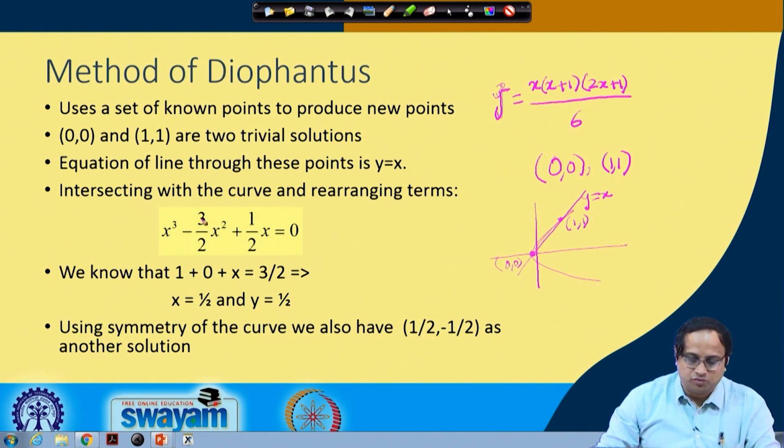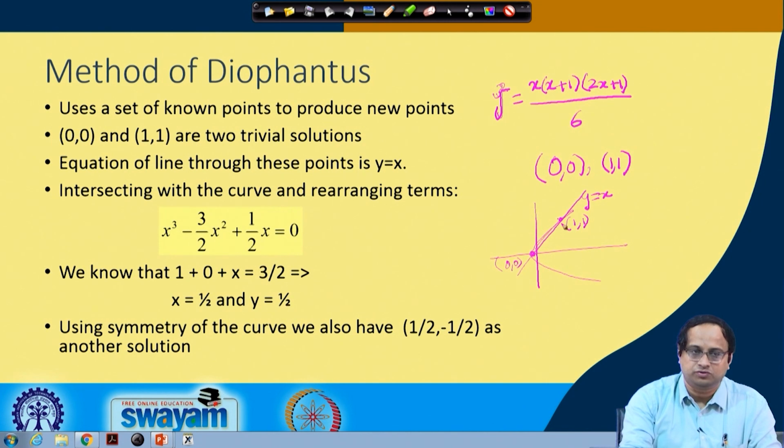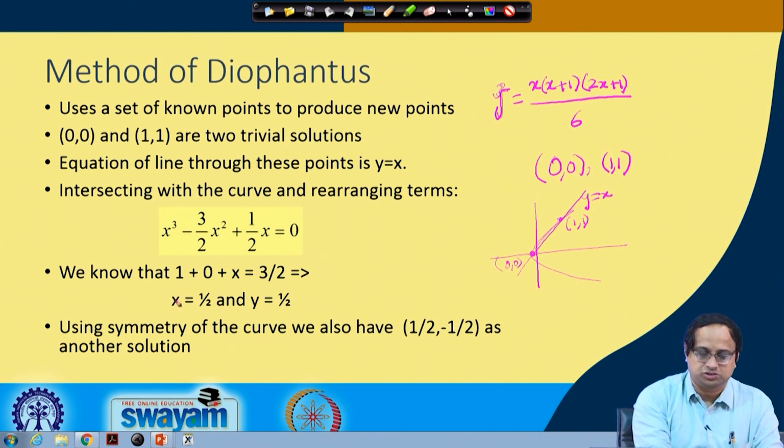This equation is cubic with respect to x, which means that there are 3 possible roots. We already know that 0, 0 and 1, 1 give 2 roots, that means x equals 0 and x equals 1 are already 2 roots. We need to determine the third root. From the theory of equations, we add up the 3 roots, 1 plus 0 plus x, and that should be the negative of this coefficient, that is equal to 3 by 2, and therefore we easily obtain that x is equal to half. Now note that x equals half implies y equals half.